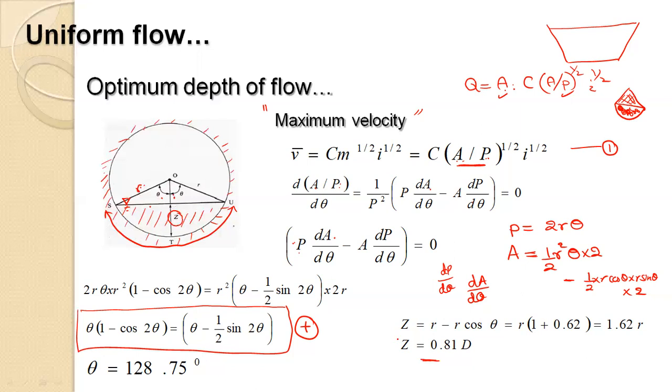It is not flowing full. You can see that it is not flowing full. For example, if this is the pipe, this is D and the water depth is about 0.81 D. So this would be your free surface. To achieve the maximum velocity, the water depth will have to be about 0.81 times the diameter of the pipeline.